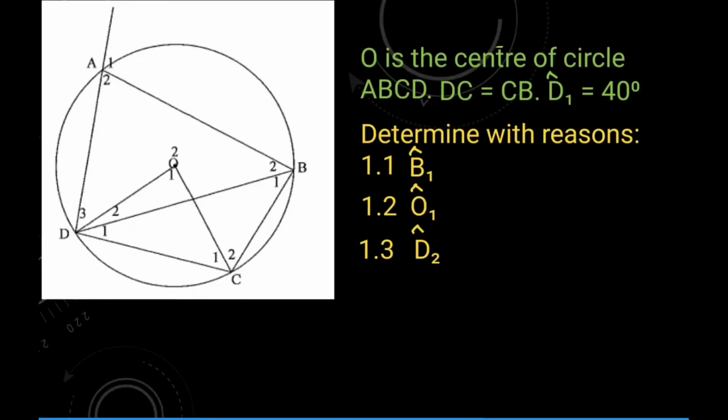In this question, we're told O is the center of circle ABCD. DC is equal to CB. Angle D1 is equal to 40 degrees. Determine with reasons angle B1, angle O1, and angle D2.